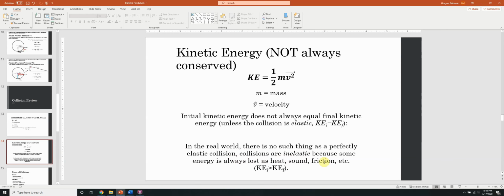And what this means is that our kinetic energy before is not equal to our kinetic energy after, right? We're losing some energy in the collision, so our kinetic energy before is going to be greater than our kinetic energy after the collision.